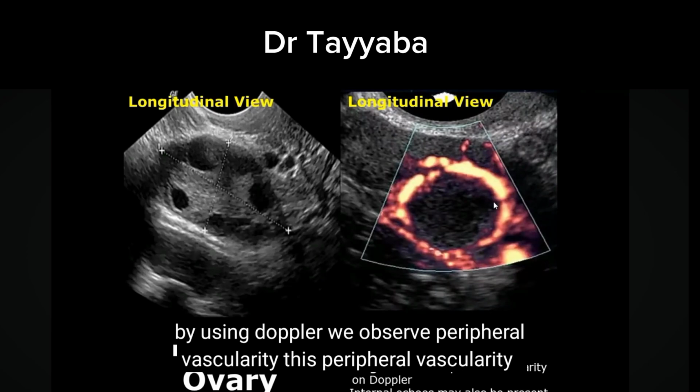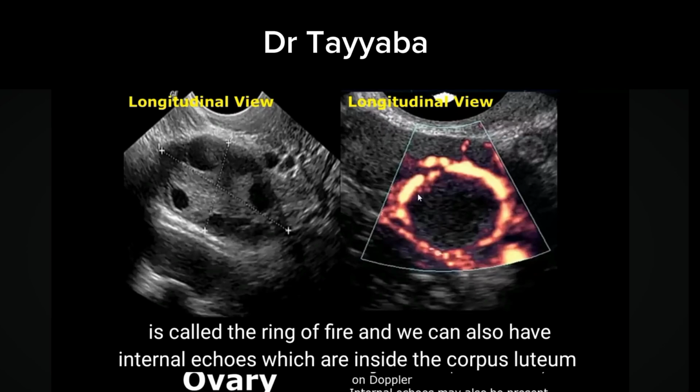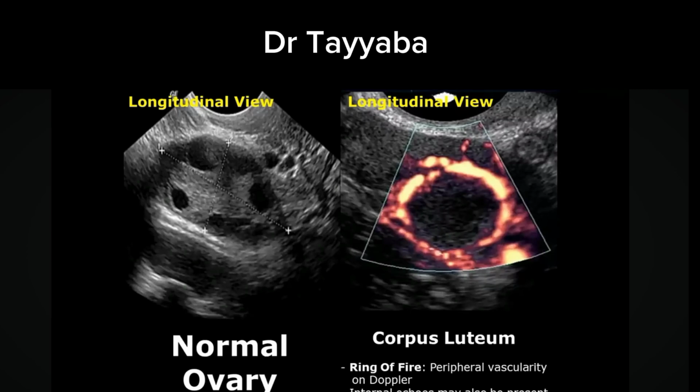By using Doppler, we observe peripheral vascularity. This peripheral vascularity is called the ring of fire, and we can also have internal echoes which are inside the corpus luteum.